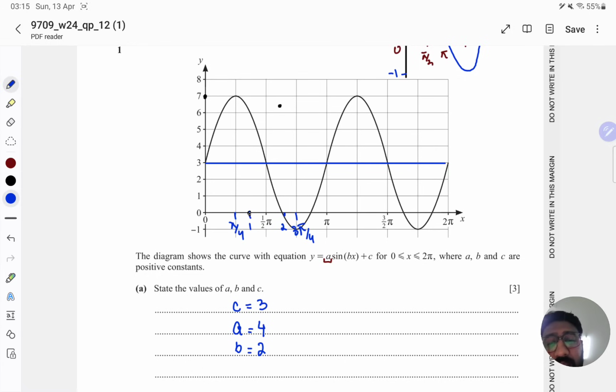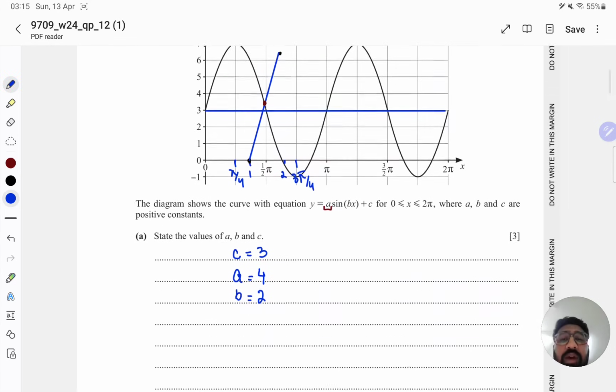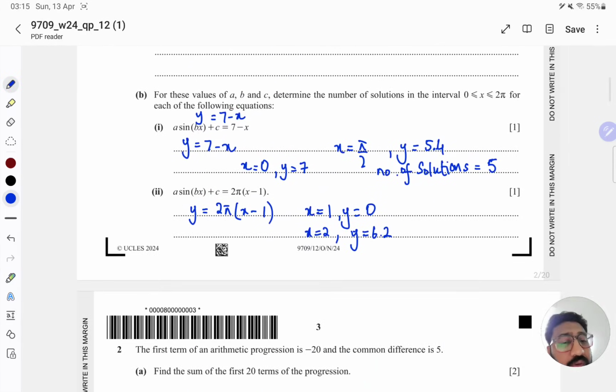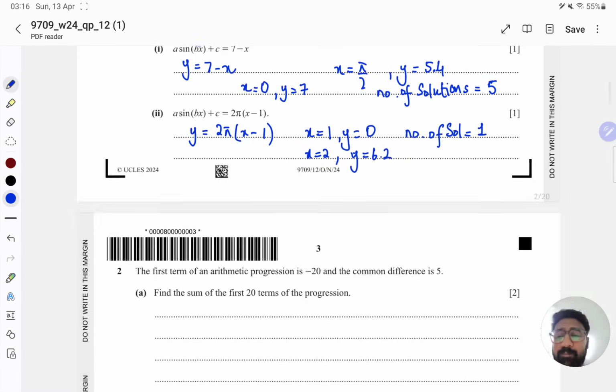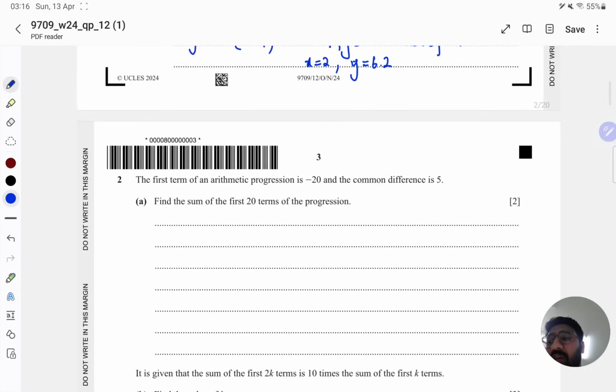If I join them with the help of a straight line, no matter how much more I stretch it from here, it is still going to have just one intersection, which means that it is going to have just one solution. So the number of solutions for this scenario will be 1.